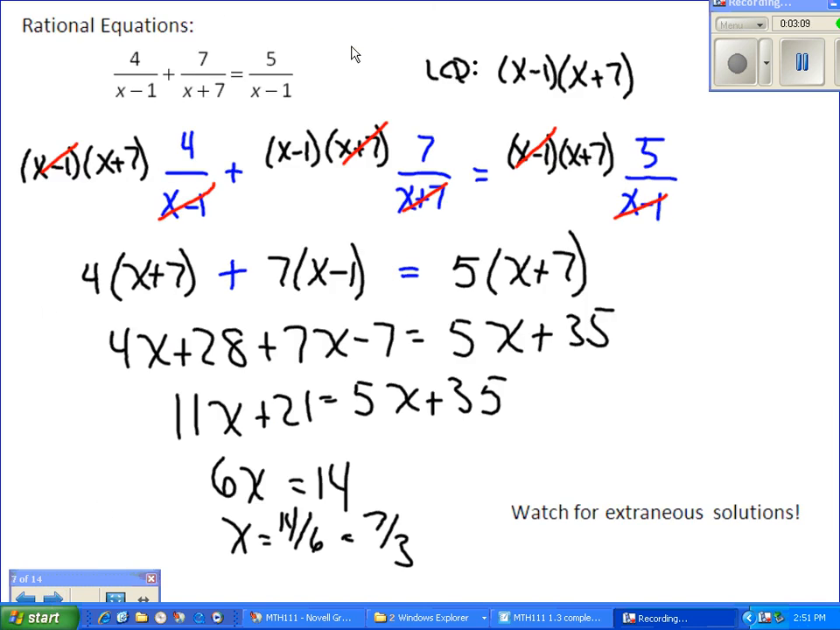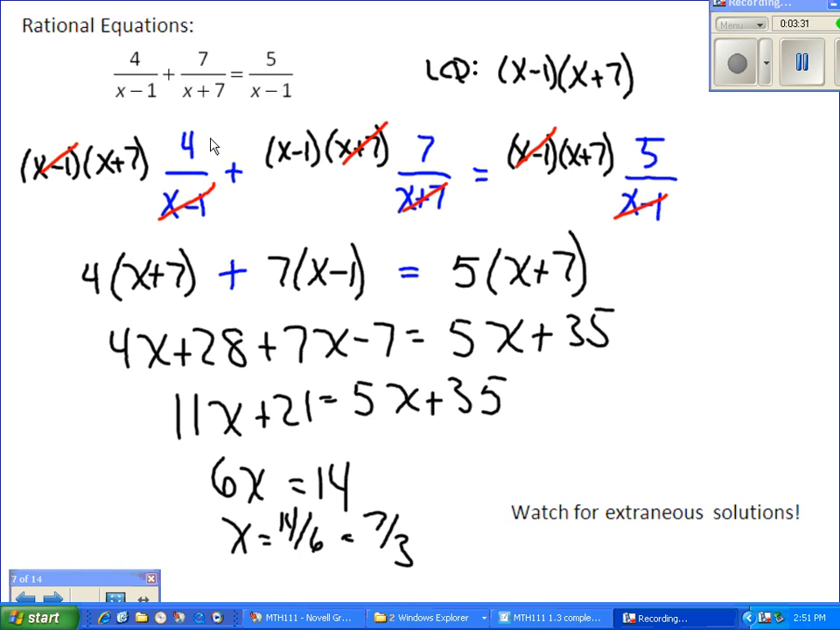Okay, the next type of equation are rational equations. Some of you may have nightmares about these from Math 95. They were one of the tough things in Math 95. What we needed to do for the rational equations, because they are fractional equations, is find the LCD. So the LCD for this one would be the x subtract 1 and the x plus 7.